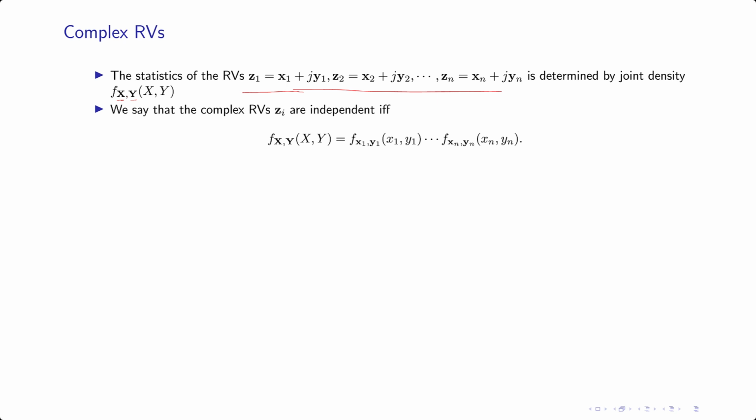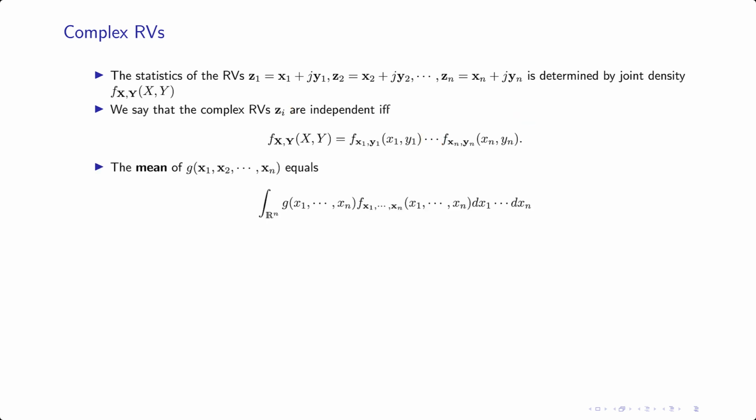So we say that these random variables Zi are independent if this joint distribution can be grouped: the joint distribution of x1 and y1, the joint distribution of xn and yn, and so on. So if you could decompose this distribution into functions which are only functions of x1 and y1, and x2 and y2, etc., then we call them independent. So the mean of a function of these random variables is given by that.